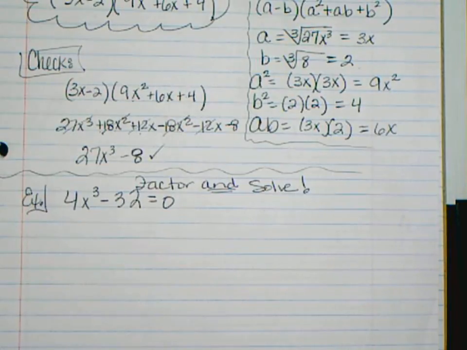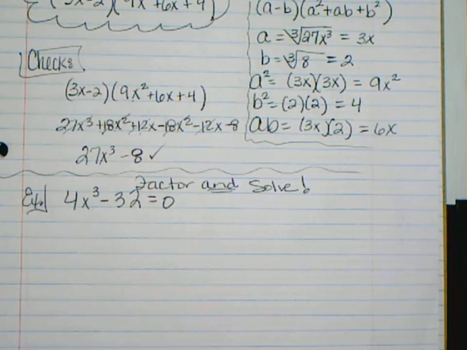I see that x is cubed, so I'm thinking difference of cubes. Is 4x cubed a perfect cube? Is 4 a perfect cube? Nope, it's a perfect square. Right? It's not a perfect cube. Is 32 a perfect cube? No. Maybe it's the difference of 2 squares. Is that a perfect square minus a perfect square?